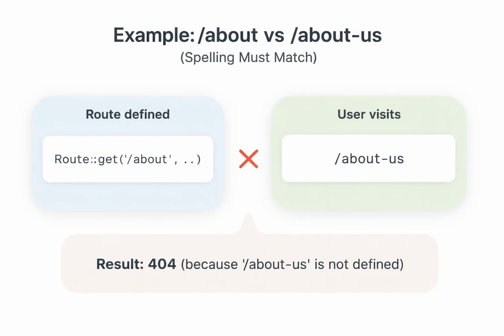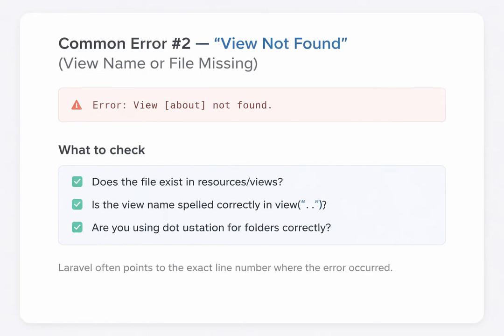A very common beginner issue is defining one path but visiting another. If the route is defined as /about, but you type /aboutus, Laravel won't guess what you meant. It will return 404 because that exact path is not defined. Routes must match exactly.